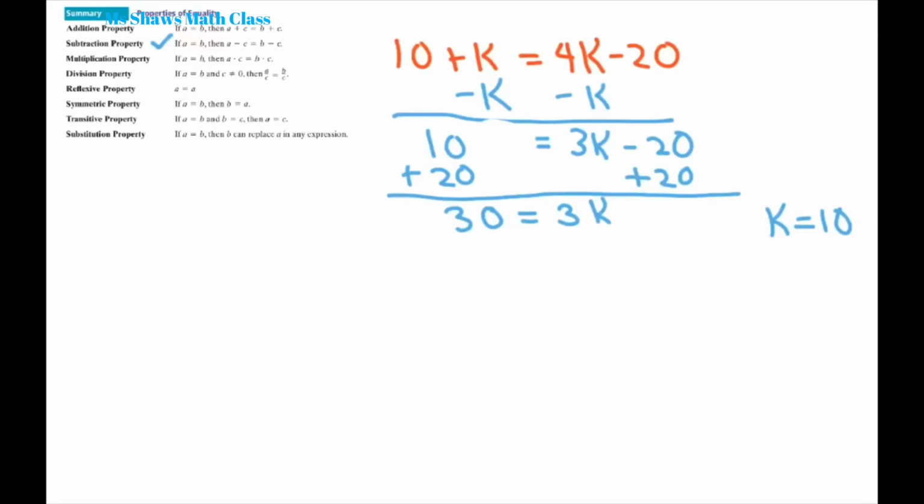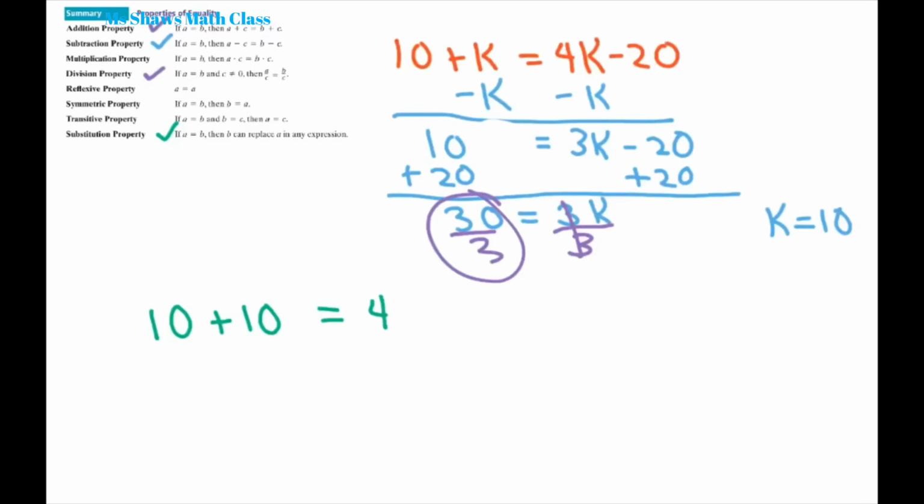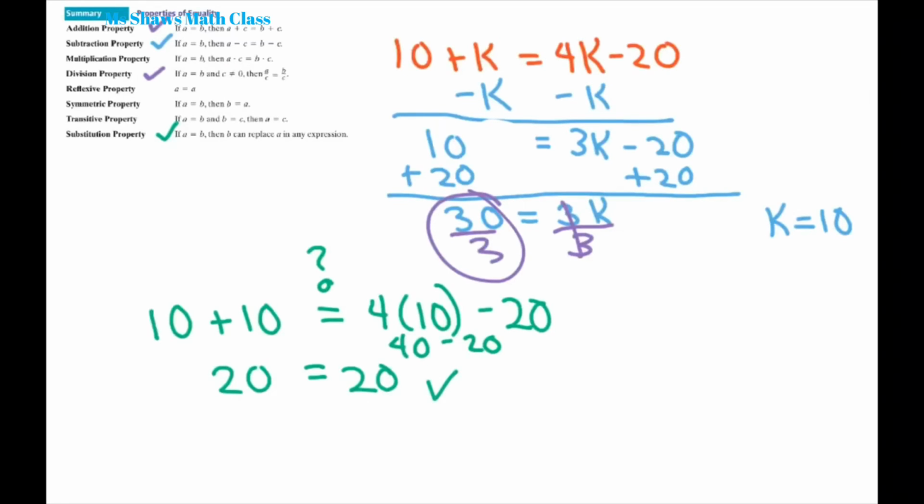However, we already used the addition property, so we're going to use the division property, divide both sides by 3 to isolate the k. That equals 1, so you get k equals 10. Now we're going to check our solution using the substitution property. So everywhere there's a k, I'm going to put 10, and see if these two sides equal each other. On the left-hand side, we get 20. On the right-hand side, we get 40 minus 20, which is 20. So since they both equal each other, our solution set is 10.